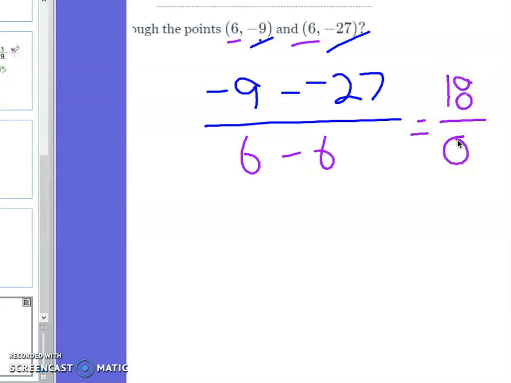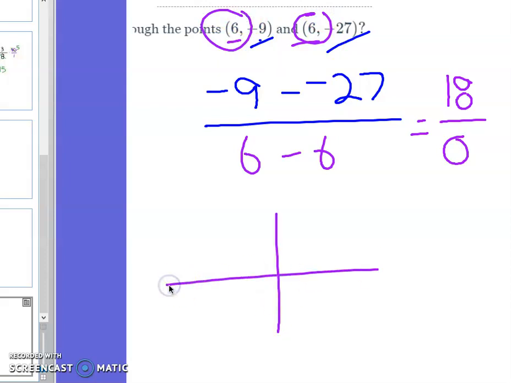Well, you don't get 0 again, okay? Because 0 divided by 18 would be 0, but 18 divided by 0, you may remember that you can't divide by 0 unless you're Chuck Norris. Okay? So division by 0, that's impossible. You can't do that. And it turns out that what's going on here is this line is vertical. If you look at the two x coordinates right there, they're both 6.